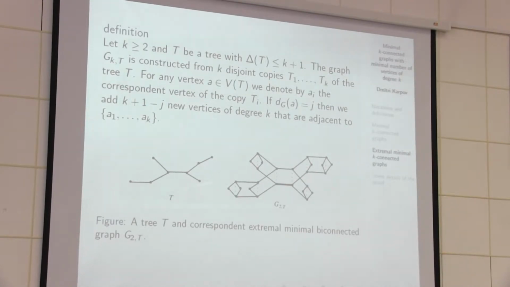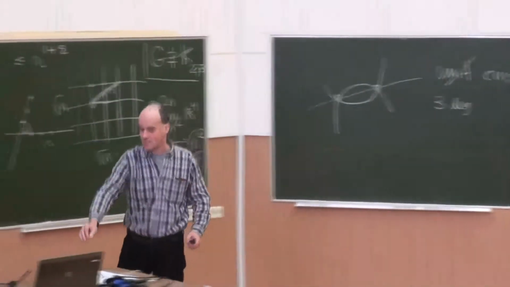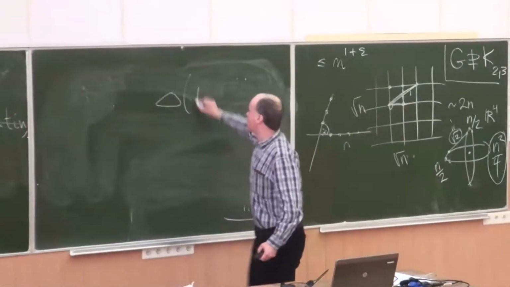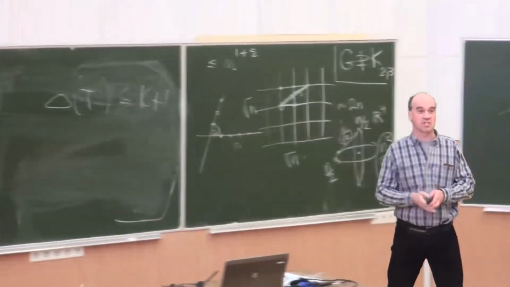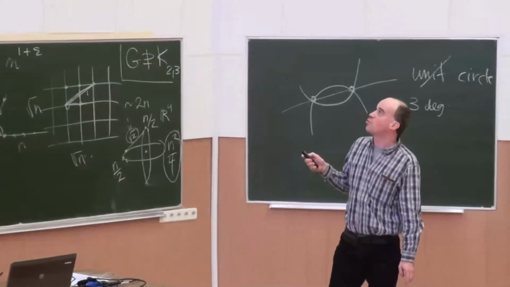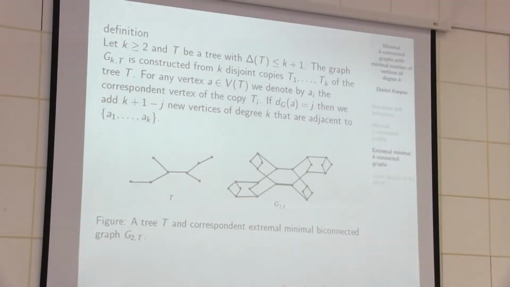Let us consider a tree with maximal degree k plus 1. Let us consider k copies of the tree T. Now we have 2 copies of this tree on the right side of the picture. And draw them in such a manner that the corresponding vertices are near. They are joined with a line.